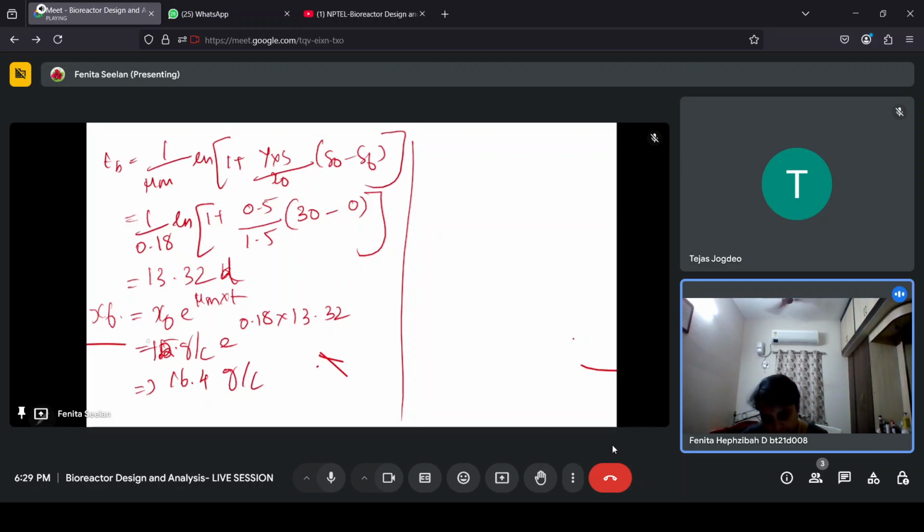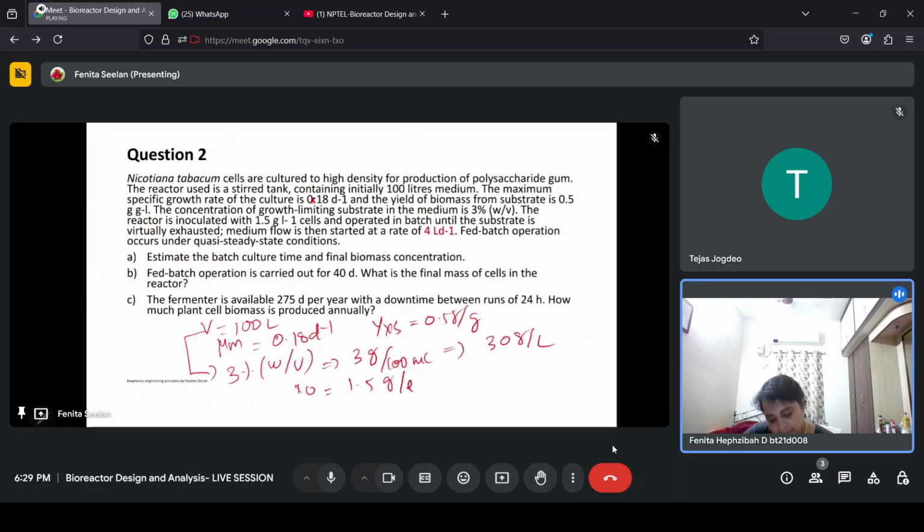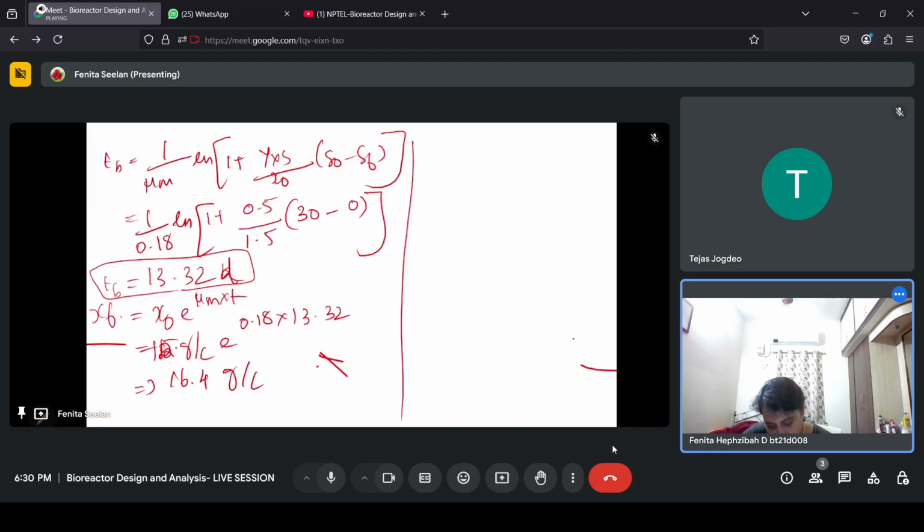Okay. Now we have completed part A of the question. So from part A, what we calculated, the batch culture time is 13.32 days and the final biomass concentration is 16.4 gram per liter. What is asked in the second? So the fed batch operation is carried out for 40 days, and what is the final mass of cells in the bioreactor? So after the batch time of 13.32 days, another 40 days of fed batch is going on.